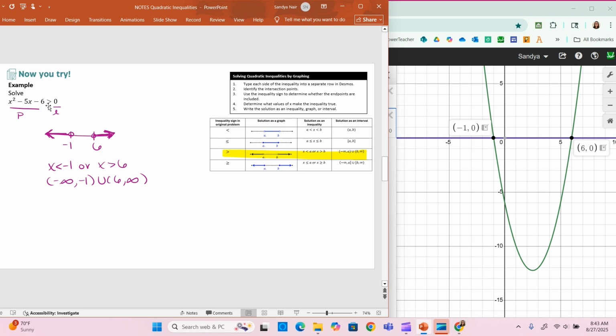I'm going to use that inequality symbol as my guide, right? If it's a greater than, that means the endpoints are not included, and I'm going to shade away from those endpoints. We shade on the outside. So this is what the solution looks like as a graph.